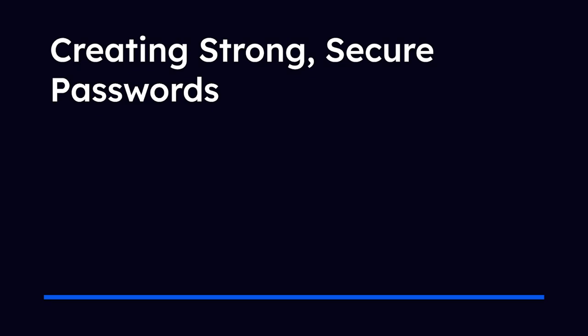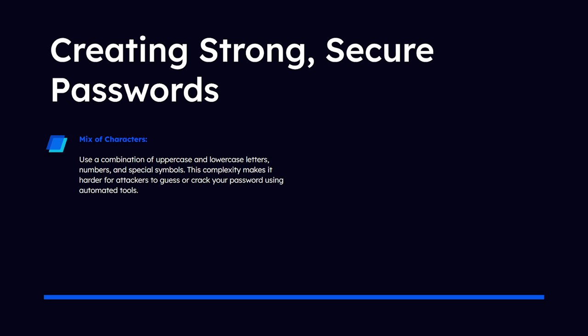So how do you do that? You want to create a strong, secure password. You want to start off with a mix of characters. So use a combination of uppercase and lowercase letters, numbers, and special symbols. This complexity makes it harder for attackers to guess or crack your password using automated tools. The moment you start to use uppercase, lowercase letters, and symbols, the hackers will have to go through millions and billions and even trillions of guesses to guess your password. And that could take them days, weeks, and months, which for them will be discouraging.